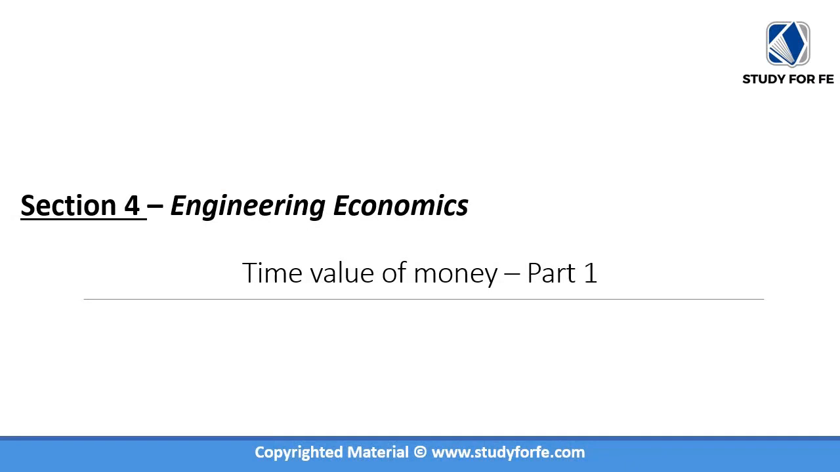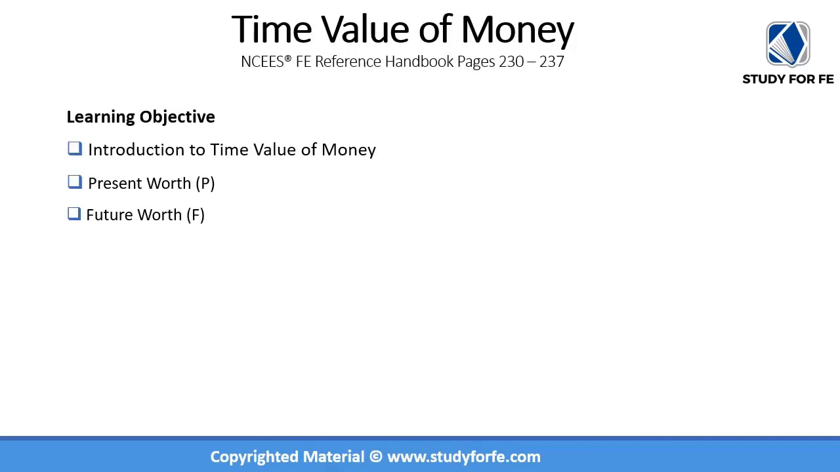Hello and welcome to part 1 of our multi-part lecture series on the topic of time value of money, which is a subsection of engineering economics. Learning objectives of this lecture include understanding time value of money, and in this lecture we will focus on 2 out of 4 components. The first one is the present worth and the second one is future worth, and annuity and gradient, which are the other 2 components, will be discussed in the next lecture.